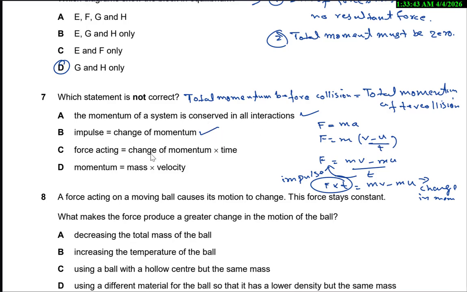Force acting equal change of momentum multiply time. Yeah, this one is wrong, because here in the third step you can see force equal change in momentum divided by time, but here we have multiply. So option C is the answer.